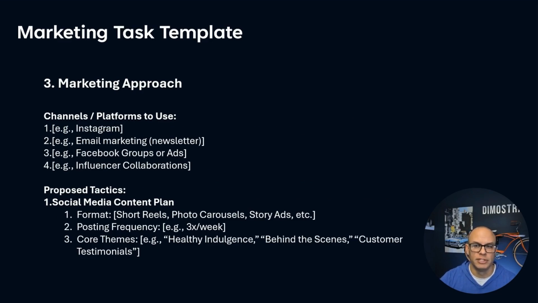First, we want to identify which channels or platforms we want to use. We're trying to create awareness, and that is something that social media is fantastic at. So we want to be on Instagram. We're going to use email marketing and also look at Facebook groups and ads for increased awareness and reach. And finally, it's always a great tactic to tap into influencers who already have a captive audience. Next, we want to propose our tactics. So our social media content plan.